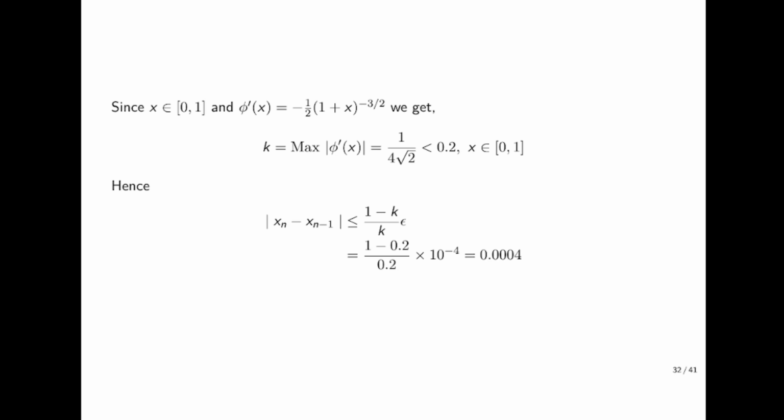Clearly, this value will be less than 1 as our x is inside the closed interval 0, 1. Now let us take the maximum value of phi prime x by substituting x equal to 1 in this given phi prime x. We can easily calculate that this value cannot exceed 0.2. So we will choose our k as 0.2.